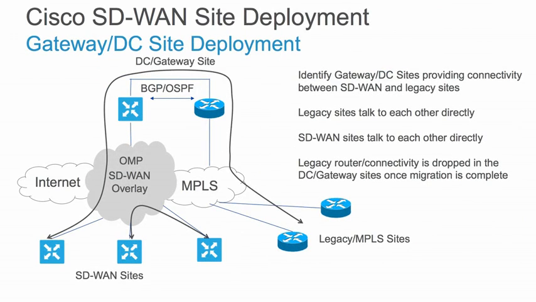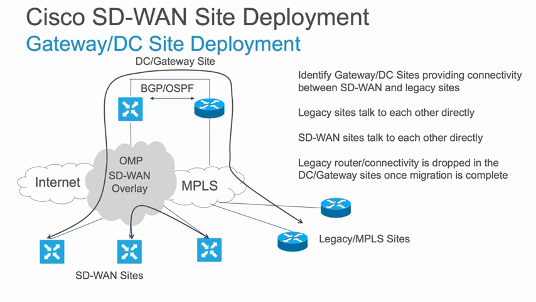There are several approaches to migrating customers from legacy WAN to SD-WAN. The most commonly used migration strategy is highlighted in the diagram. Step 1. Identify the gateway or data center sites that will provide the bridge between the SD-WAN domain and the legacy WAN domain. Step 2.